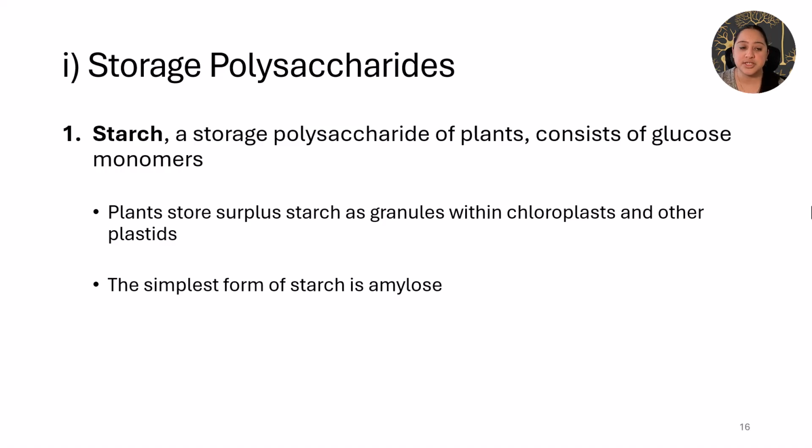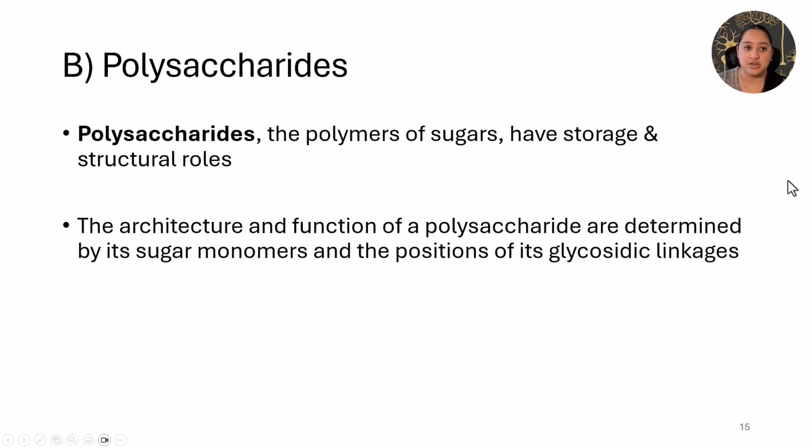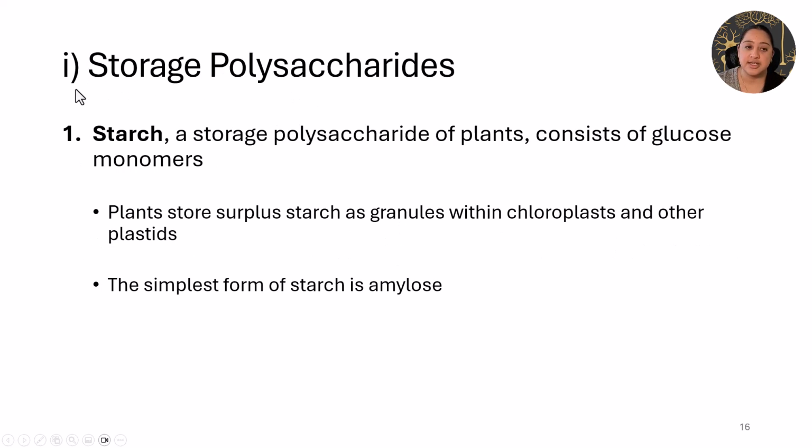So the first example of a storage polysaccharide. So again, this is where those headings come in. So under polysaccharides, now there's a subheading, storage polysaccharides. And so the first example is starch. So starch is a storage polysaccharide of plants, and it consists of glucose monomers.